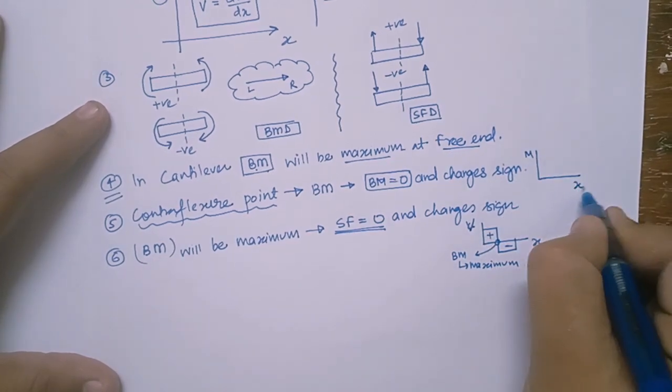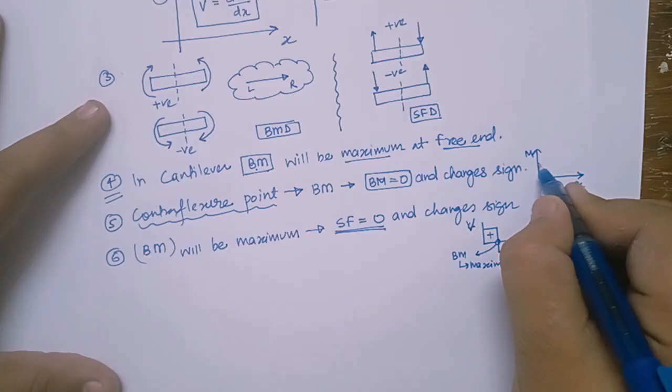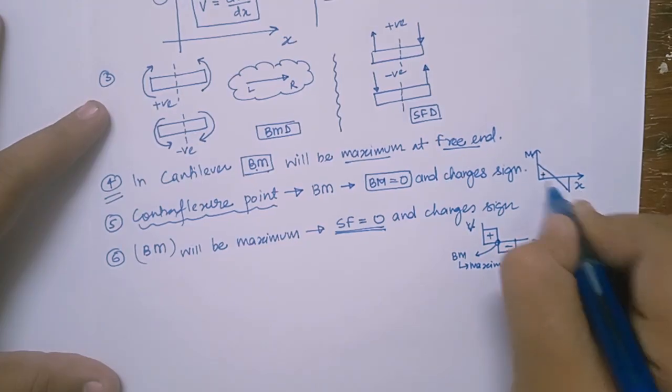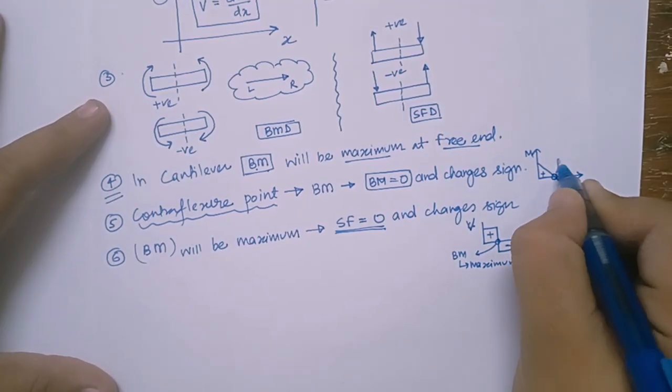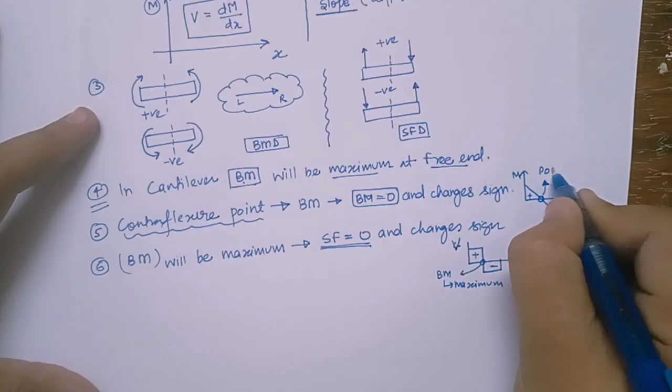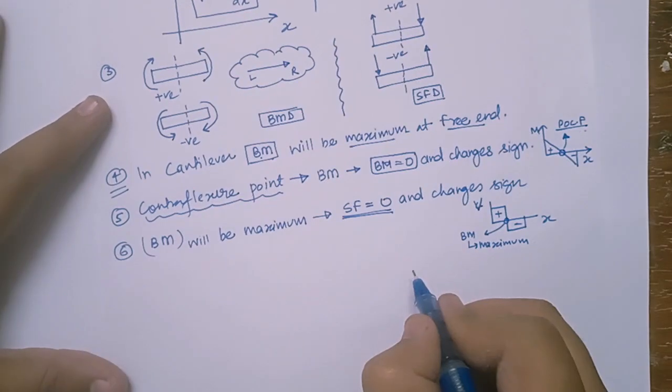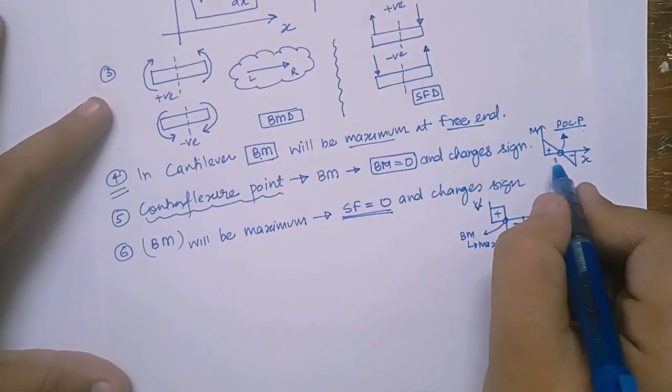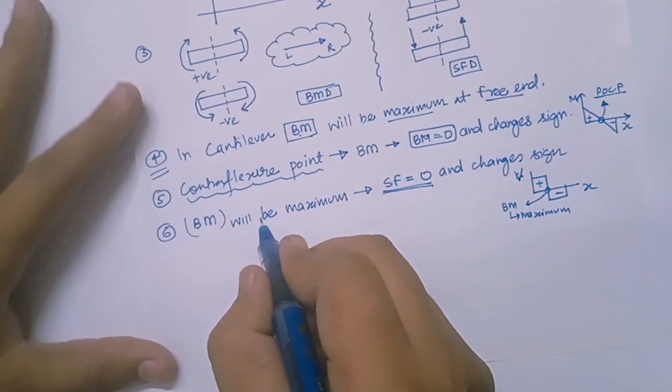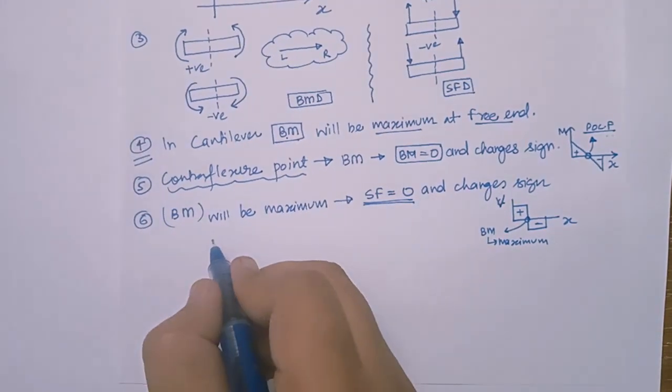And this point states that if I draw bending moment versus length of the beam, and the bending moment comes like this, for example, positive, negative, so this point is called the point of contraflexure. Clear? Here the bending moment is zero, so that is the point of contraflexure. So all these 3 points are related to bending moment.